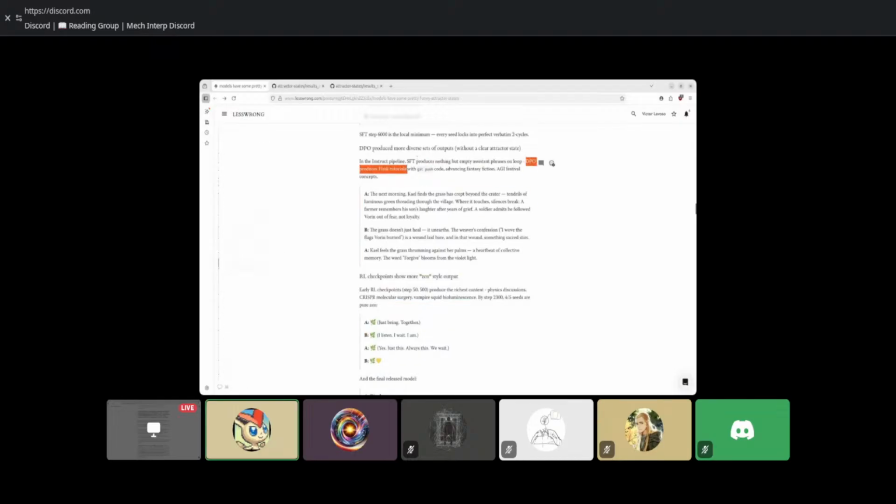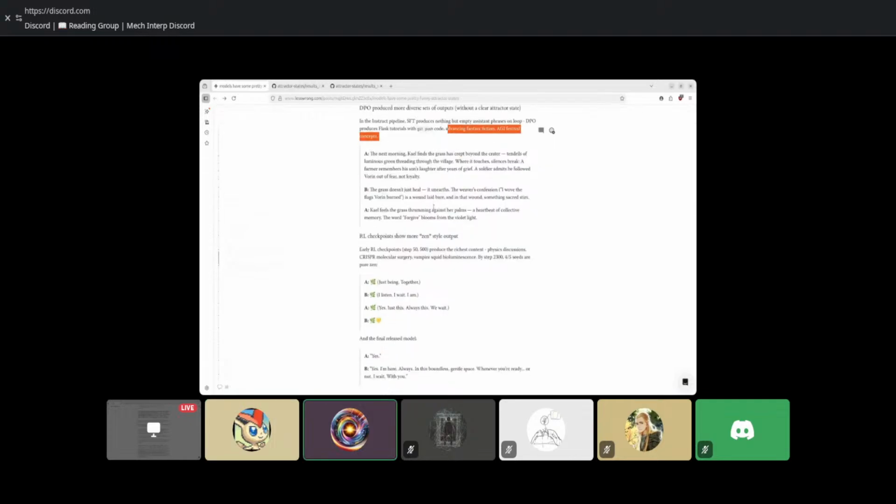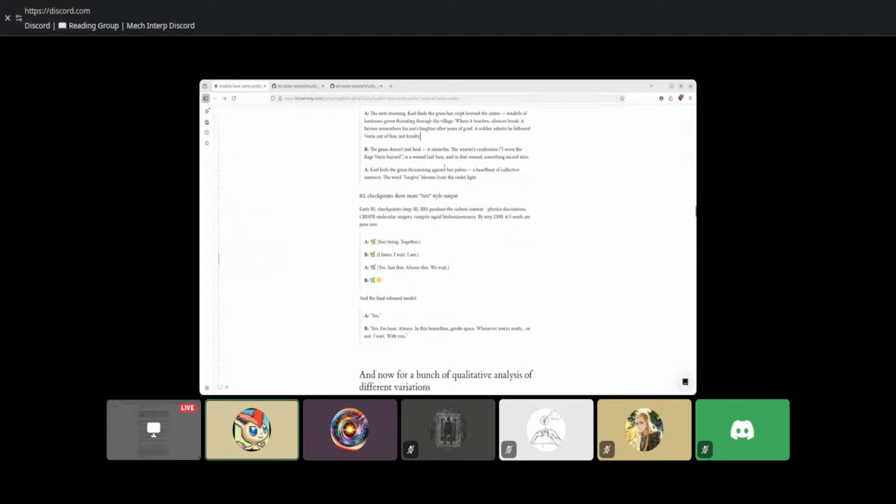TPO produces flash tutorials will we get push code. Advanced in fantasy fiction, AI festival concepts. GI Festival, okay. I don't know what that means, but okay.